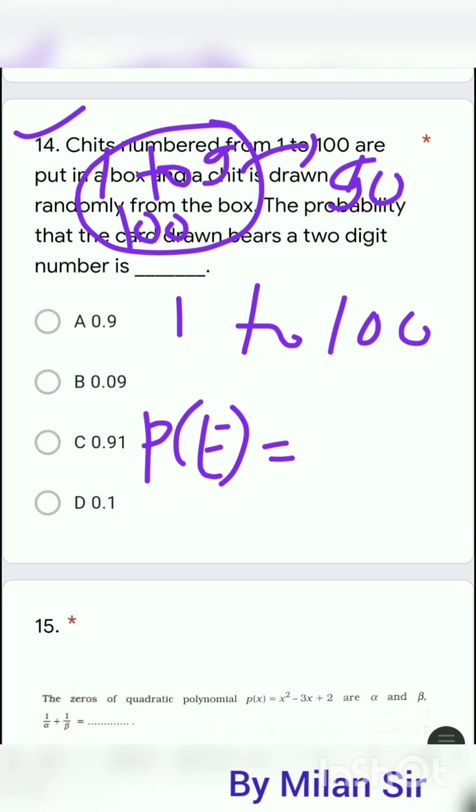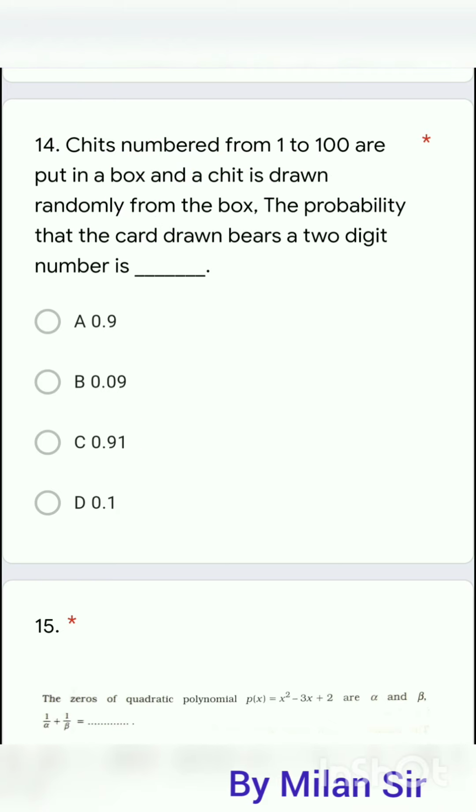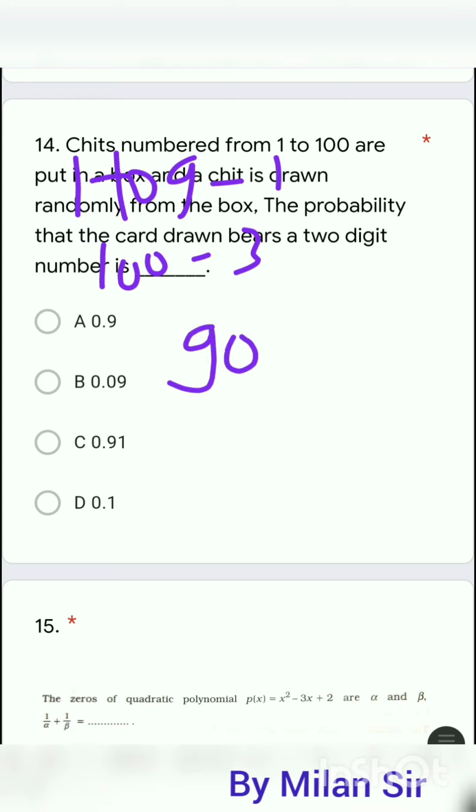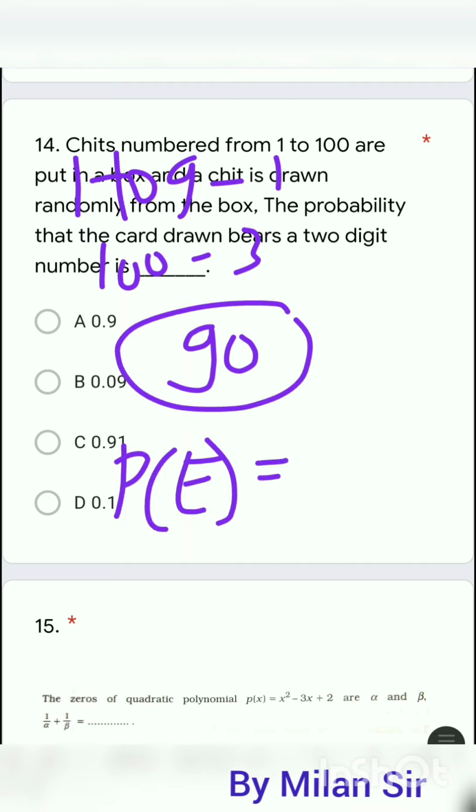Okay, so here how many two-digit numbers are there? 1 to 9 are single-digit numbers, and 100 itself is a three-digit number. So the remaining 90 numbers are two-digit numbers, right? 1 to 9 and 100, so total 10 numbers are other than two-digit numbers. So here the favorable outcomes are 90 because total 90 two-digit numbers are there.